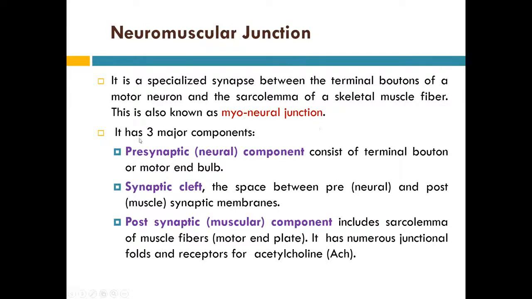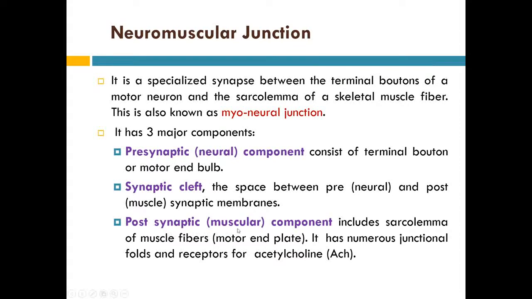There are mainly three major components in the neuromuscular junction. The first is the presynaptic or neuronal component, which comes from the neuron. It consists of the terminal button, or the motor end bulb. Terminal button is also known as the motor end bulb, you know that. There is a gap between the presynaptic and the postsynaptic membrane, and this gap or space is called the synaptic cleft, the space between the pre-neuronal and the post-muscle synaptic membranes.